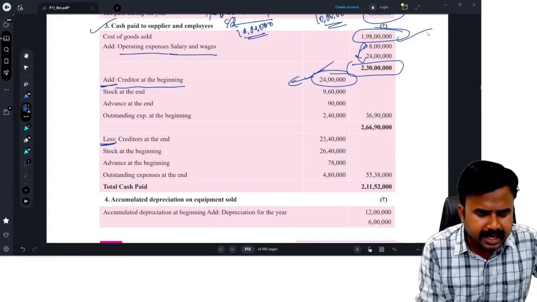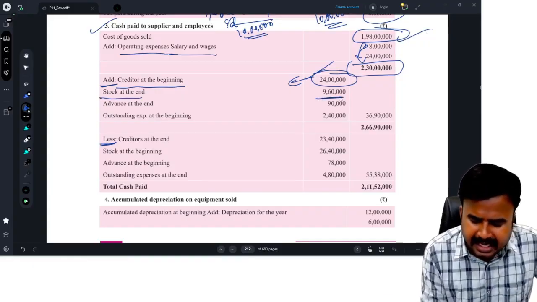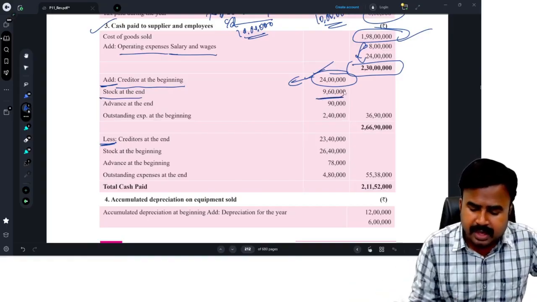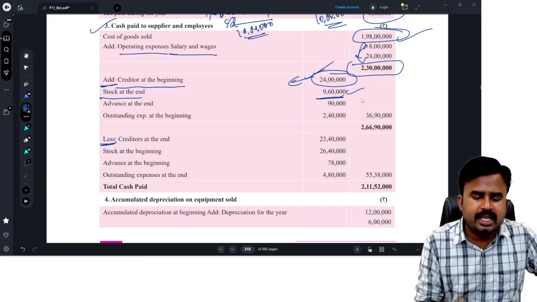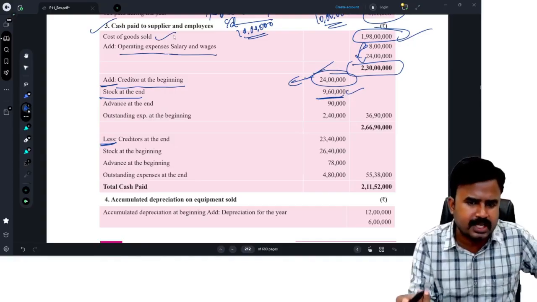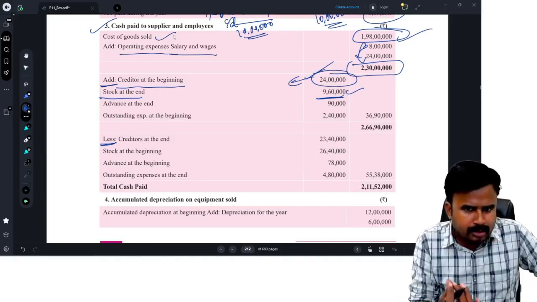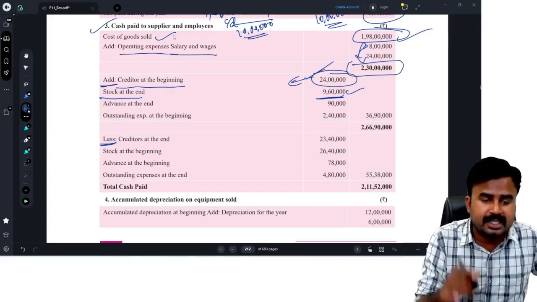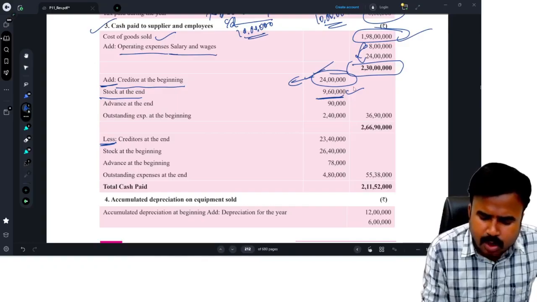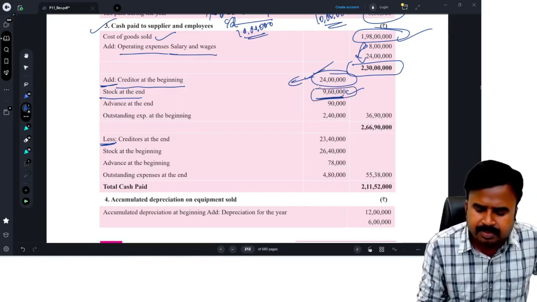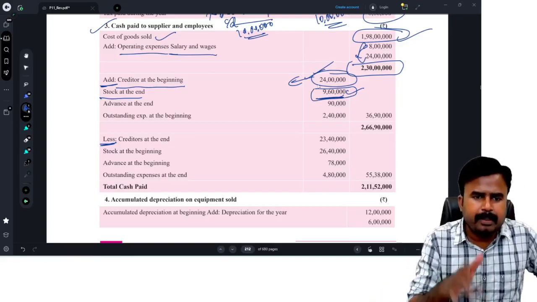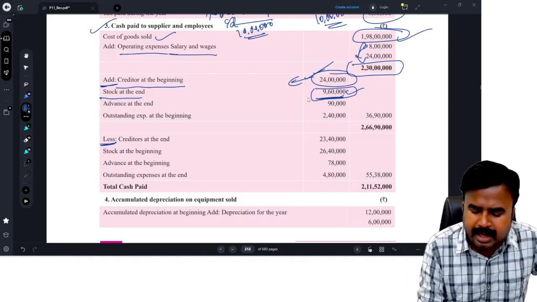So opening creditors were added and stock at the end was added, 9,60,000. So why are you adding stock at the end? Because this 9,60,000 is already adjusted while calculating cost of goods sold. Why? Because the formula for cost of goods sold is opening stock plus purchases minus closing stock. I've subtracted closing stock, but for such closing stock, I already made payment in the current year. So the closing stock at the end of the year should be added here. Why? Because for this 9,60,000, I should make payment in the current year. So such payment should be added here.